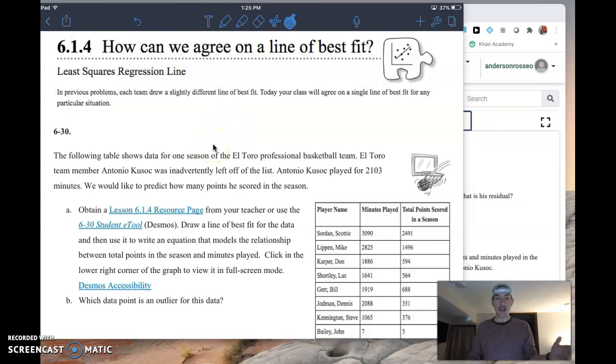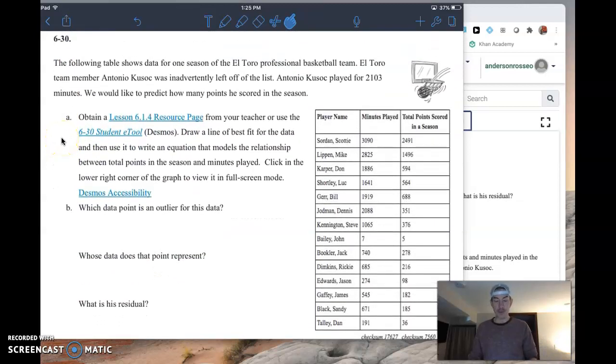We have section 6.1.4 up, and problem 6-30 pulls a little at my own personal heartstrings. It brings me back to the middle to late 90s when the Chicago Bulls were taking the NBA by storm as a dynasty. The table shows data for one season of the El Toro professional basketball team. El Toro team member Antonio Kusoc was inadvertently left off the list. Antonio played for 2,103 minutes. We would like to predict how many points he scored in the season.